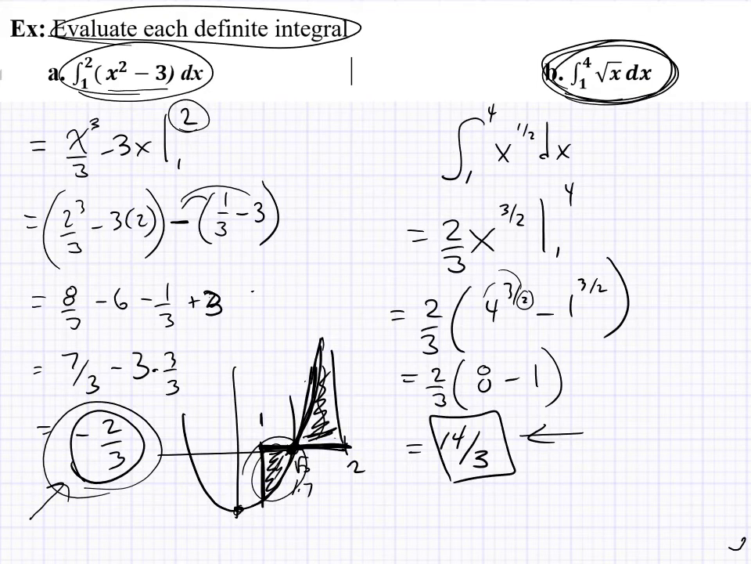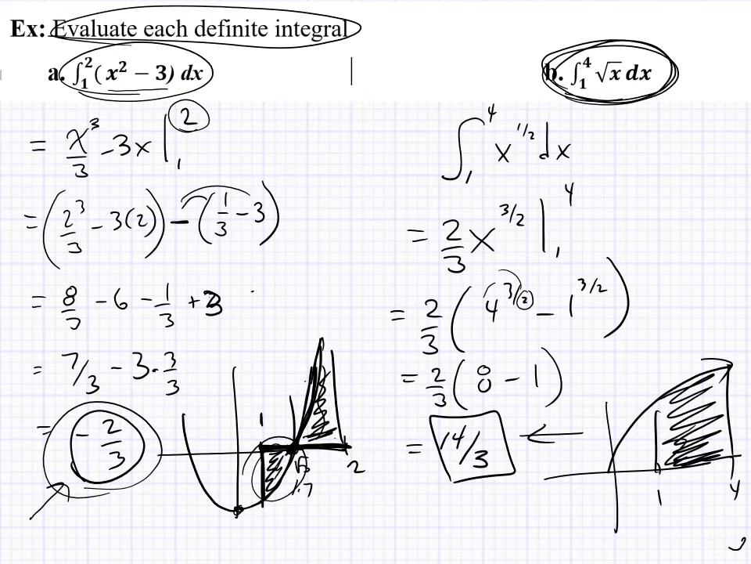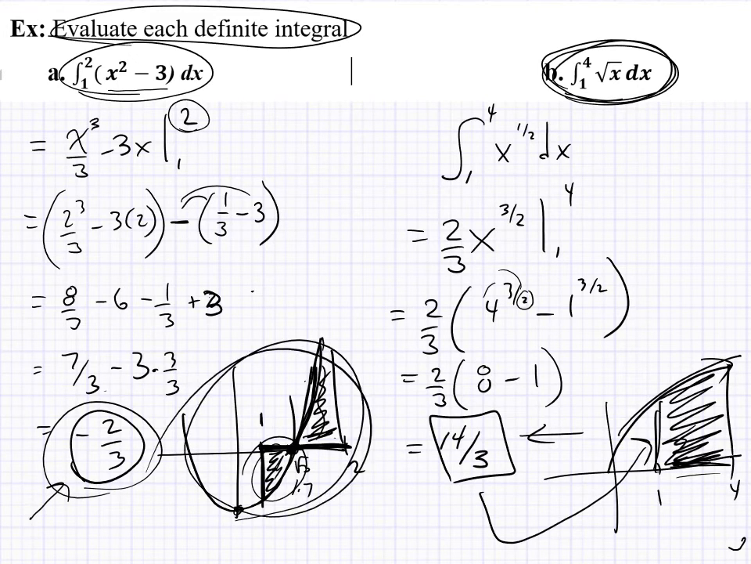Look at this one here. If I was to draw the square root of x, square root of x looks like that. Here's 1, here's 4. Everything about this is above the x-axis. That's the interval from 1 to 4. Here's the function. So this 14/3 is actually that area, because that area is above the x-axis. This negative 2/3 is not the computation of the area because of the way my picture sets up. But it doesn't matter. That's not what this question is asking you to do. This question is just saying evaluate the definite integral.